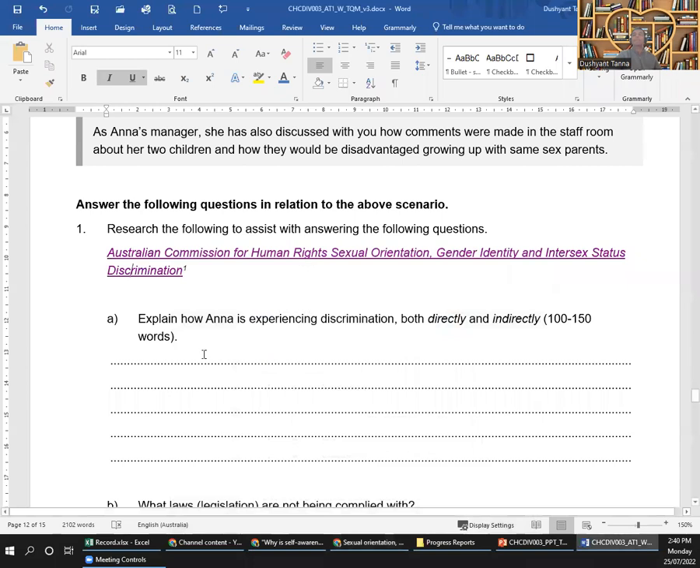Yeah. Right. Now, what you are doing is explain how Anna is experiencing discrimination, both directly and indirectly, 100 to 150 words. So you are rewriting the scenario, what you feel Anna feels as discrimination, that block of the email, and the comments about the same-sex parents. Yeah. So this is discrimination. You are excluding all these people, which is not lawful.